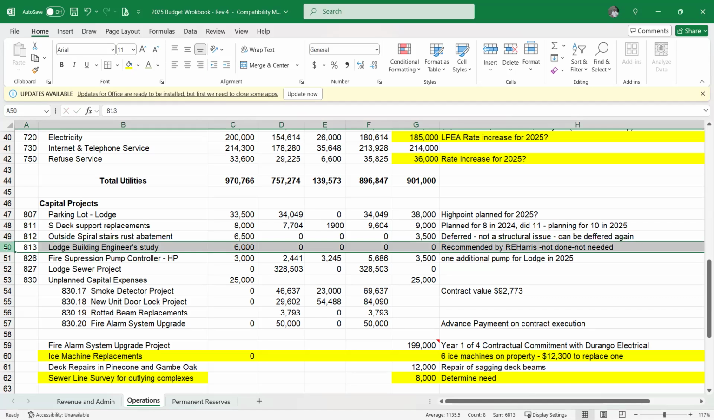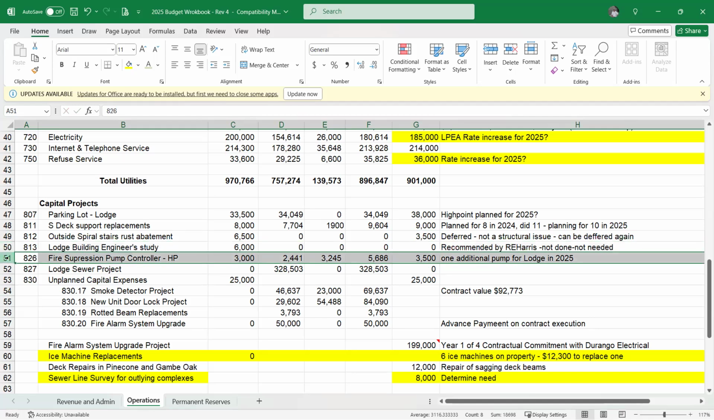The Lodge Building Engineer Study, this was something that was recommended by our former R.E. Harris broker. It never got done. USI didn't need it, so it's a non-issue, goes away.